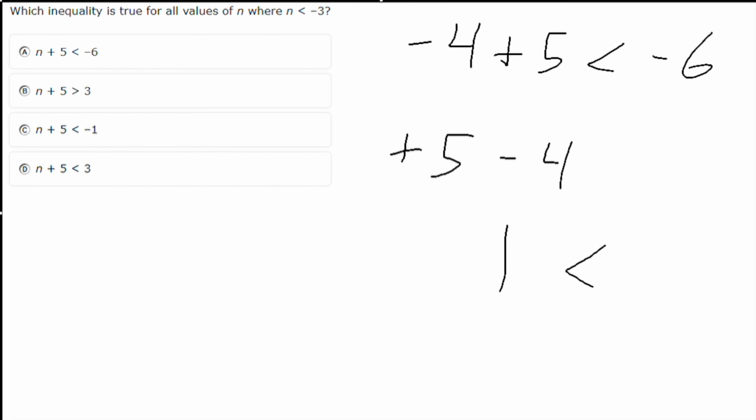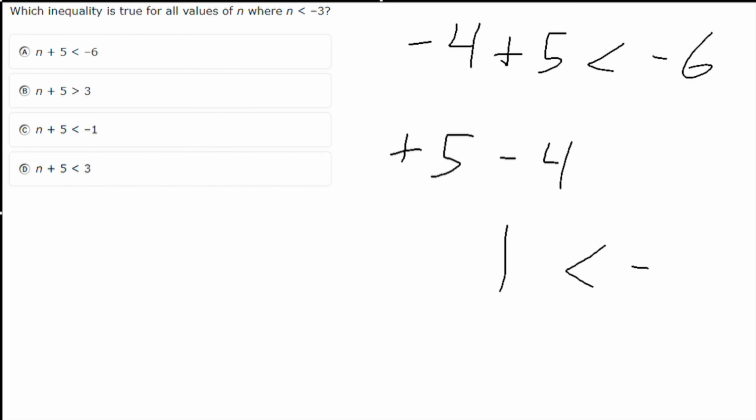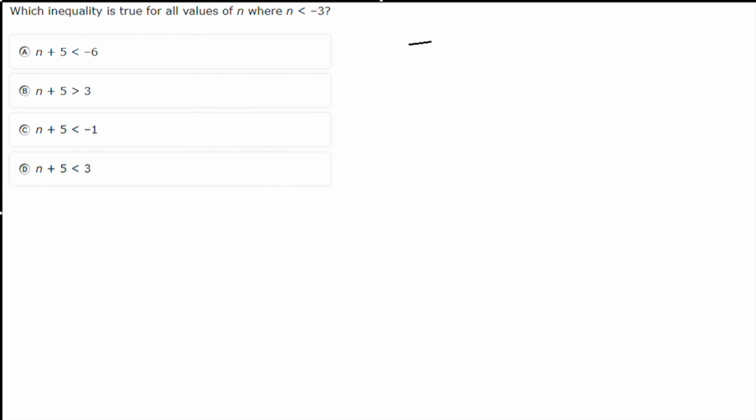So is 1 less than -6? No. We have a positive 1 and we have a negative 6. Here's where it helps to draw out your number line. We have positive 1, which is probably on this side. We have 0, and then all the way on this side we have negative 6. Negative 6 is smaller than 1. Therefore, 1 is not less than negative 6. So A is not the correct answer, and we could X that out.